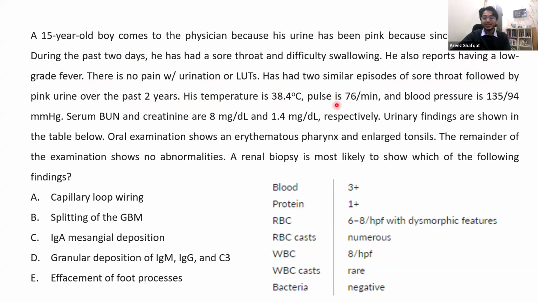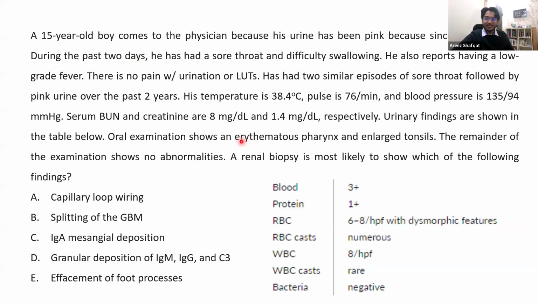He is febrile. He is not tachycardic. He is slightly hypertensive, you could say stage 1. Serum BUN and creatinine are high. Urinary findings are shown in the table. So he has hematuria 3 plus. He doesn't have nephrotic syndrome, is only 1 plus proteinuria. He has RBCs with dysmorphic features and RBC casts, which is classical for nephritic syndrome.